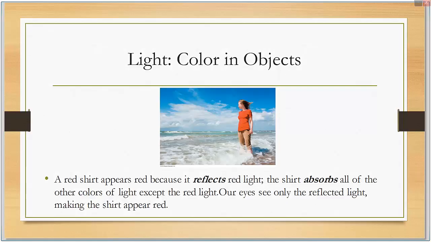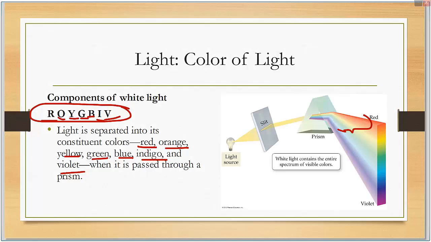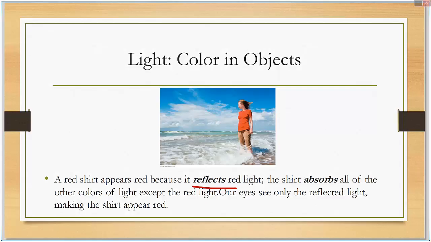Here's an example of how we see the light. This red shirt appears red because it reflects the red light. So when we look at the different wavelengths, it's reflecting this wavelength right here, but it absorbs all the other wavelengths. So what we see is what's reflected.